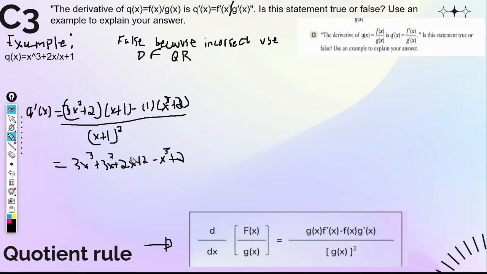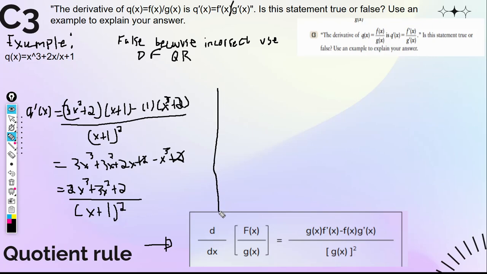Okay, let's cancel out the 2's. So this is going to be our answer. This is going to minus the 3x cubed minus x cubed. So this is going to be 2x cubed plus 3x squared plus 2x over x plus 1. Okay. Sorry about that. Let me just redo that. Now we're going to do it this way.